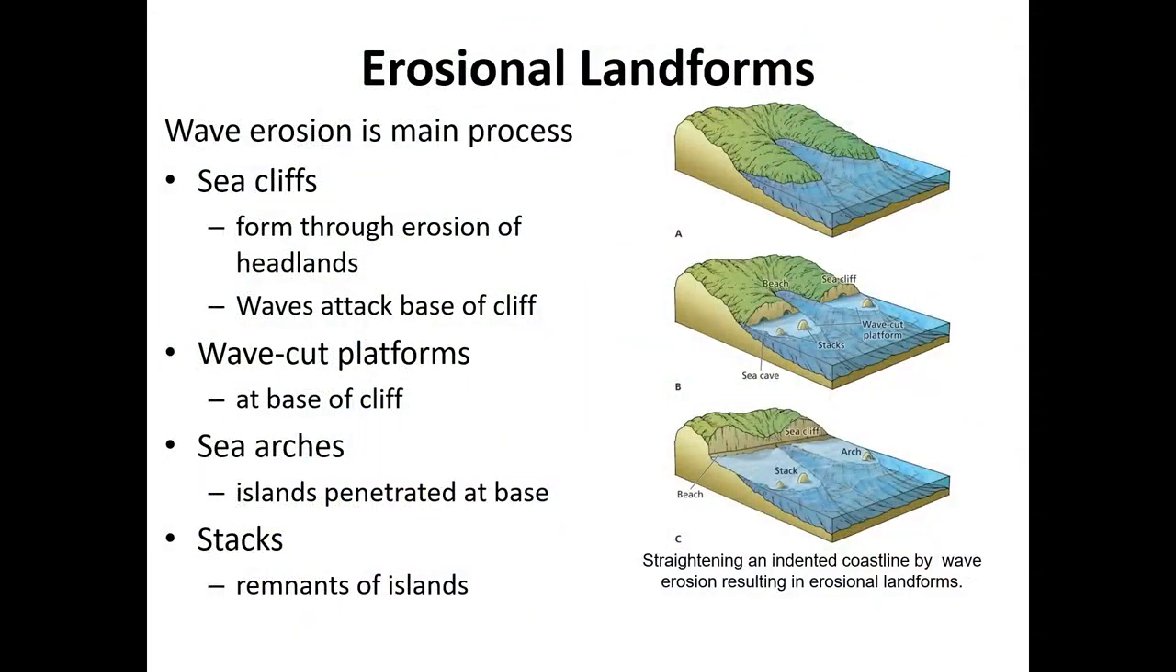So erosional landforms. We talked about depositional landforms. Now we talked about landforms formed by erosion. These are areas where you usually have stronger storms and more of a breaking down of land and less deposition. So these areas often have sea cliffs. Those are basically just large cliffs that are hit by waves and broken down by erosion. You'll often have wave platforms at the base of cliffs.